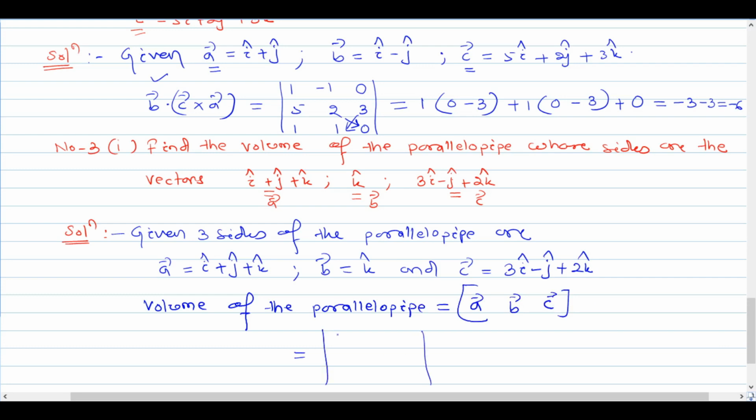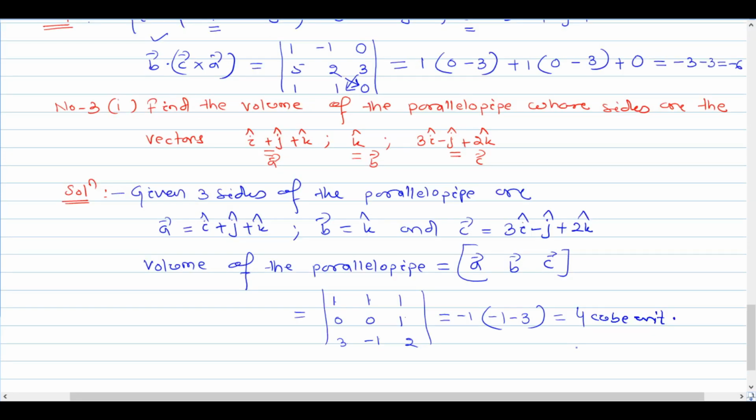Write the determinant: a vector 1 1 1, b vector 0 0 1, c vector 3 minus 1 and 2. Expanding along the middle row, the signs are minus plus minus, that is minus 1 whole into 1 into minus 1, that is minus 1, 1 into 3 that is minus 3, minus 4 into minus 1, that is 4 cubic units.